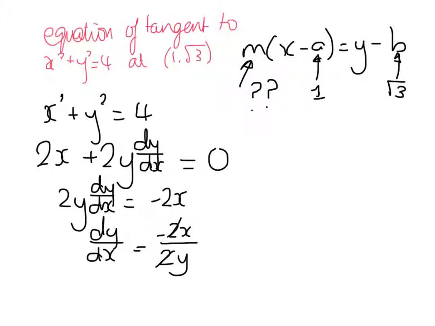Now, instead of like in C1 where you sub in x to see what the gradient is at a certain point, we need to sub in both coordinates now, 1 and root 3.